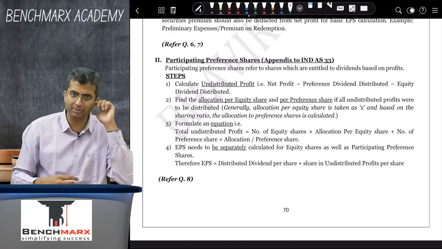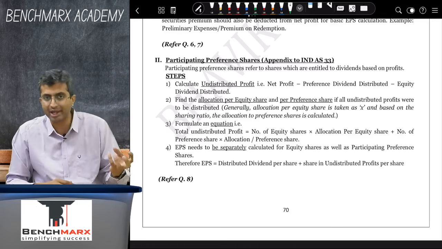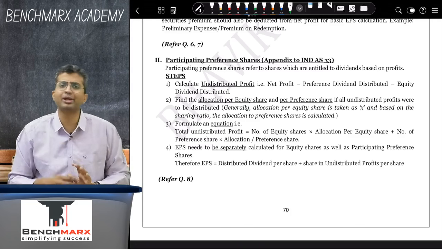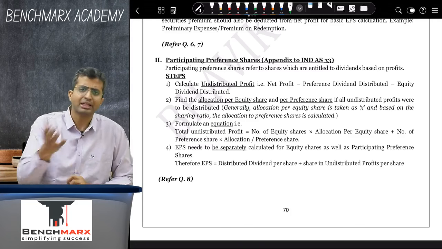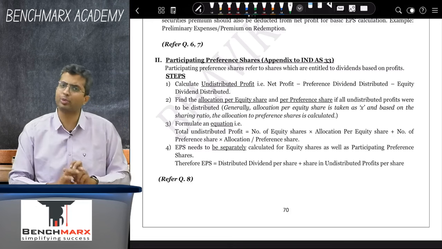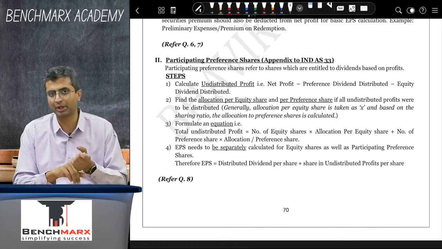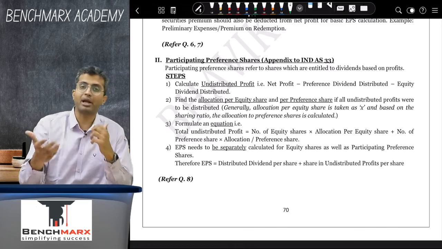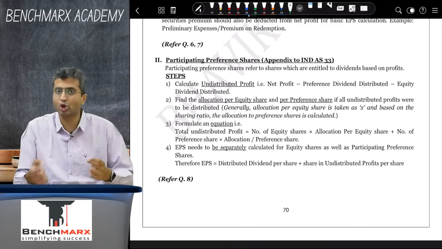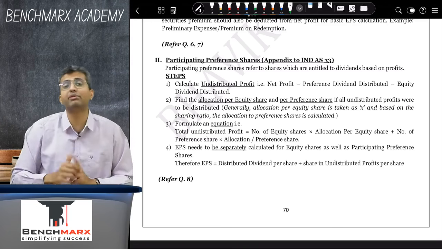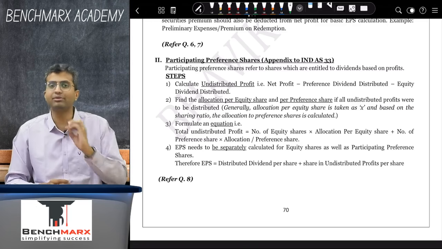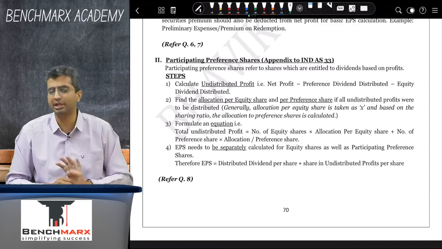That pool of money is available to equity shares. So, for example, if you have earned 1 lakh rupees and from that you have paid 20,000 as preference dividend, then 80,000 is available to pay equity shareholders, and you calculate EPS as 80,000 divided by the number of equity shares. However, if there are participating preference shares, then you have to acknowledge that a part of that 80,000 will also be given to the preference shares. And hence, if you have to do the workings, it has to be done in a slightly different way.